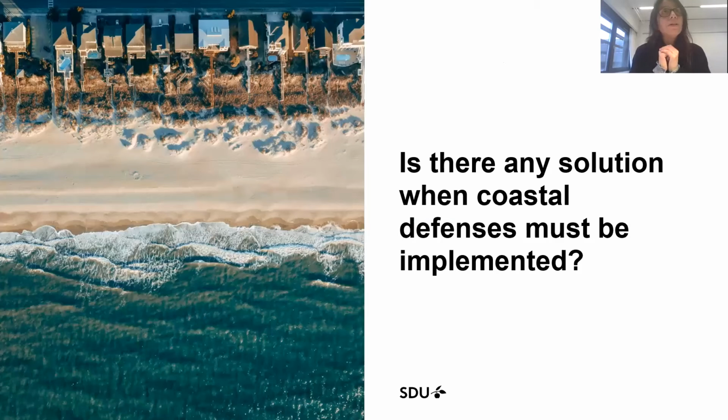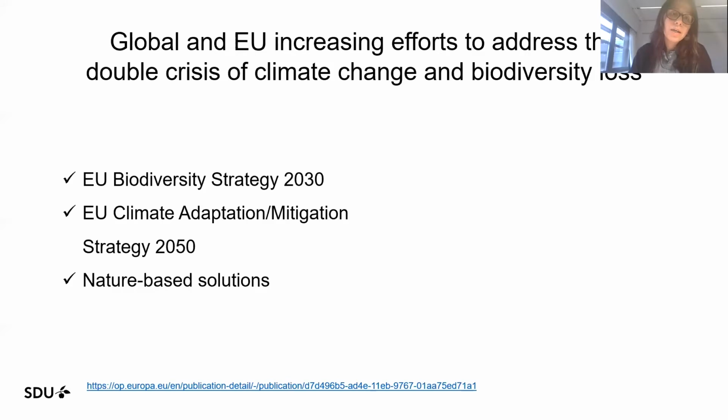But yeah, now I talk a lot about problems, impacts and consequences, and also the complexity of multiple stressors in the coastal zones. But is there any solution when you have to apply coastal defenses in some of the areas? And what would be the best strategy when you have to think about nature? There are efforts by experts around the globe and also around Europe. They want to tackle what we call the double crisis of climate change and biodiversity.